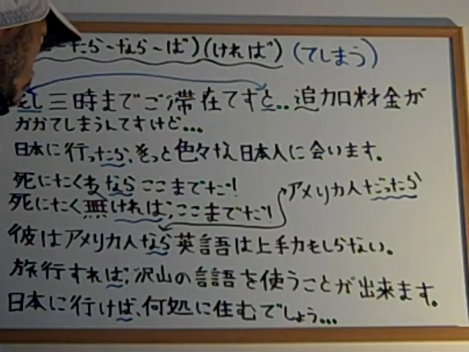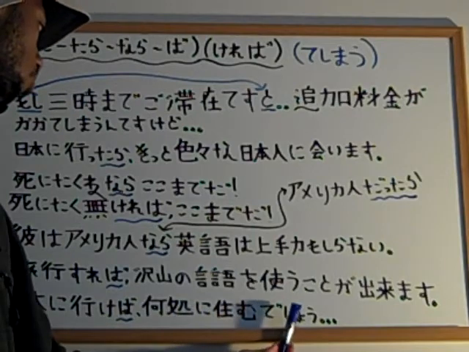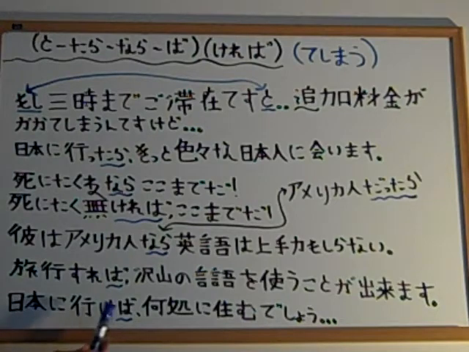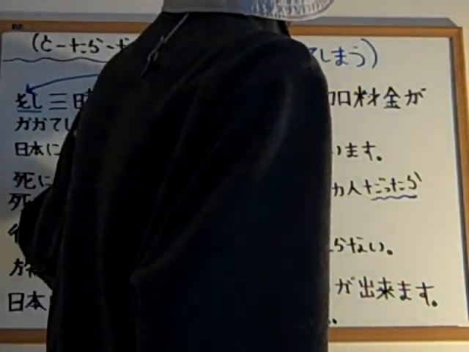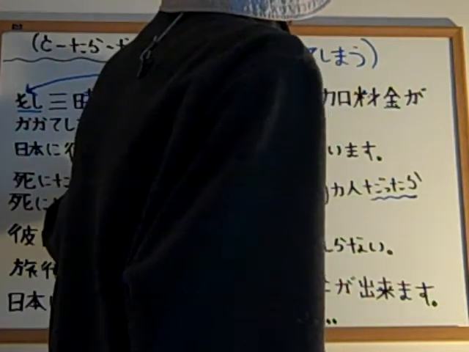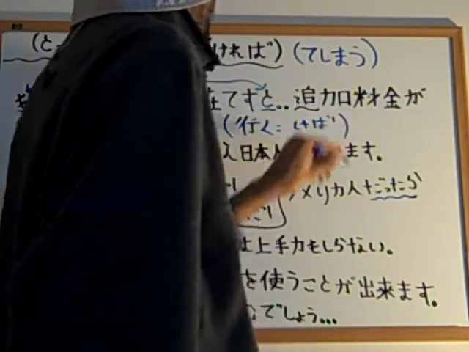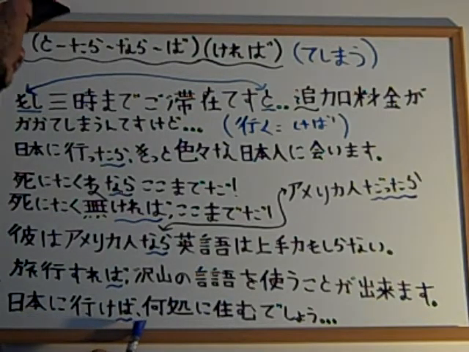Okay? Alright, next one. This is another one using ba. Nihon ni ikeba, doko ni sumu desho? If you go to Japan, I wonder where you will live. Again, we have ba, we use ikeba, from the verb iku. As I said before, you turn the ku into a ke. You get keba. So ikeba, if you go. So nihon ni ikeba doko.